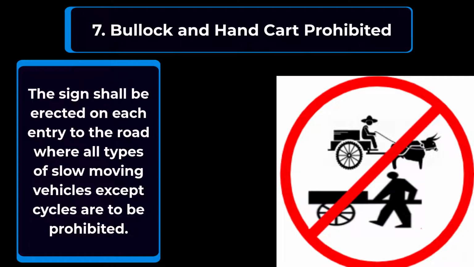6. Hand cart prohibited. The sign shall be erected on each entry to the road where hand carts are to be prohibited. 7. Bullock and hand cart prohibited. The sign shall be erected on each entry to the road where all types of slow-moving vehicles except cycles are to be prohibited.